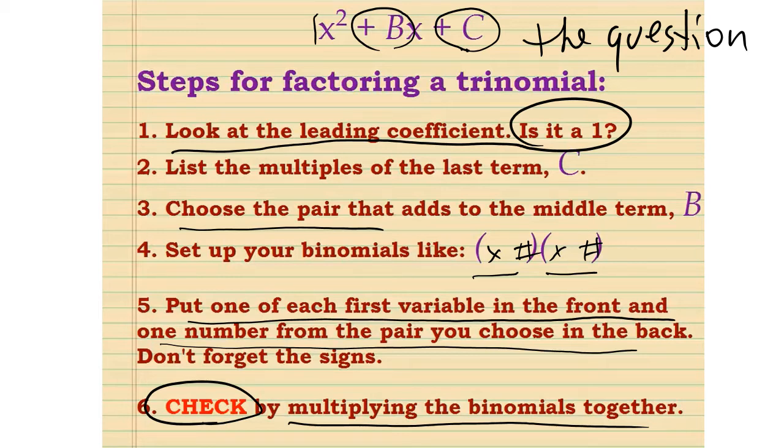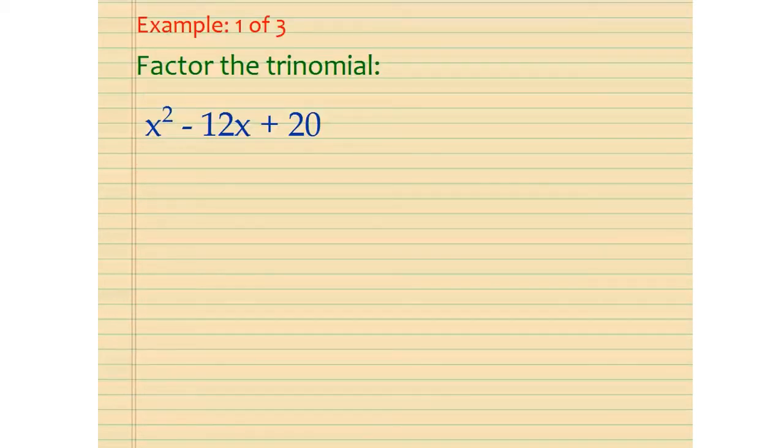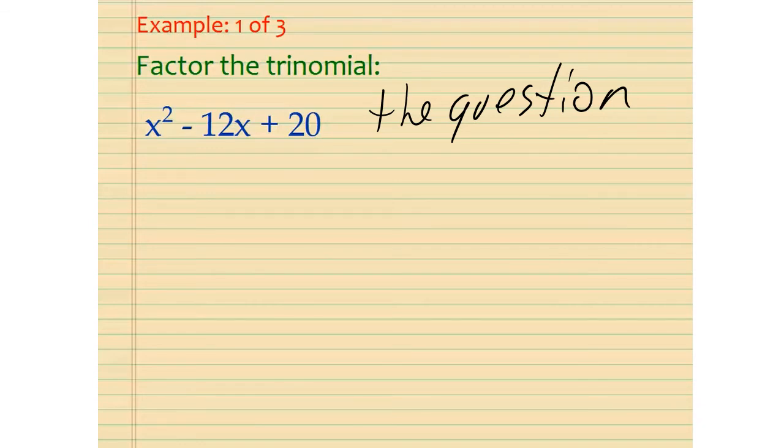All right, let's see how it works. Here is the trinomial x squared minus 12x plus 20. So I'm going to ask myself the question, and I want to hear you ask this question out loud. What two numbers multiply to get 20 and add to get negative 12?